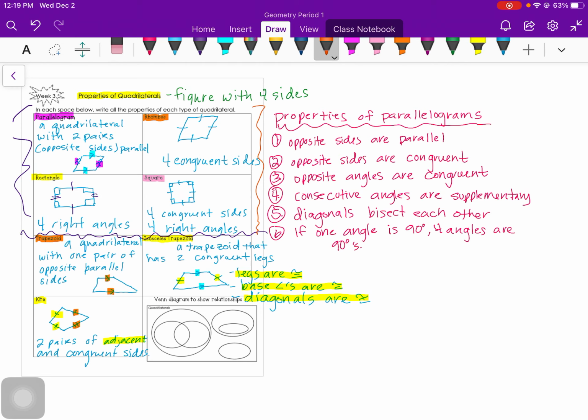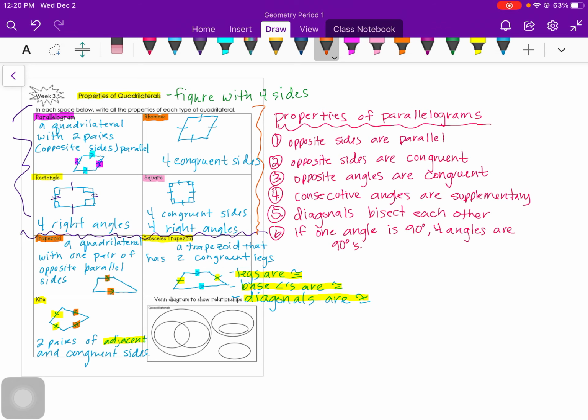Consecutive angles, the two angles that touch each other, are going to be supplementary. They're going to add up to 180 degrees. The diagonals, which we'll talk about in a second, bisect each other. That means that they cut them in half. And then last, if one angle in a parallelogram is 90 degrees, then we know all four angles in a parallelogram are 90 degrees. So that is what we've talked about so far.